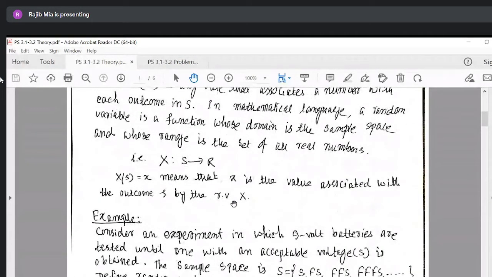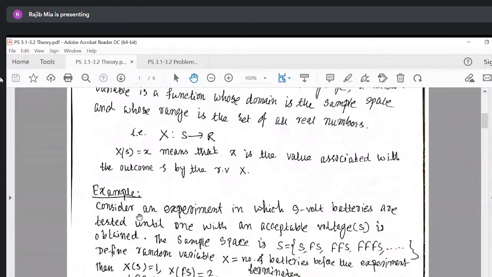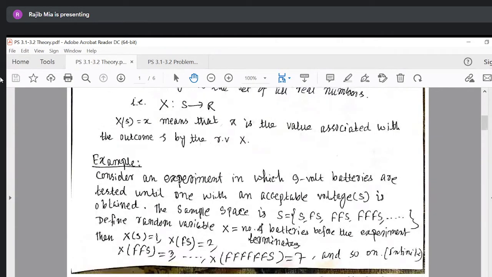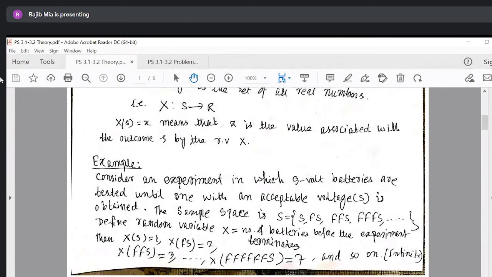For example, consider an experiment in which 9-volt batteries are tested until one with acceptable voltage is found. Acceptable voltage means success, denoted by S. The sample space is then S, FS, FFS, FFFS, and so on. We define a random variable X, which counts the number of batteries tested before the experiment terminates. Then what are the possible values of X?